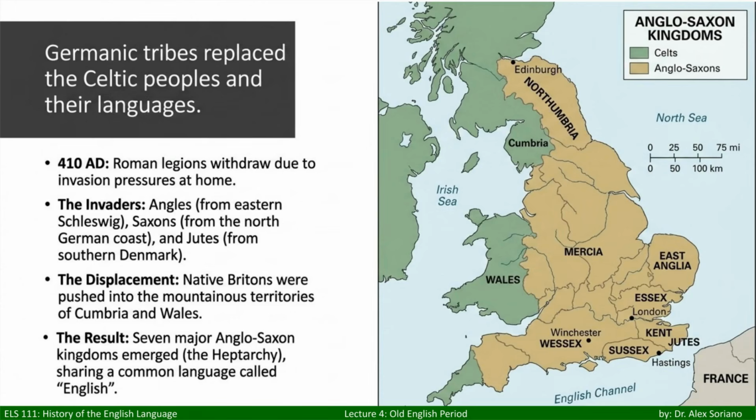The result? Seven major Anglo-Saxon kingdoms emerge, collectively called the Heptarchy. You can see them labeled here: Northumbria, Mercia, East Anglia, Essex, Kent, Sussex, and Wessex. Despite being politically separate kingdoms, often at war with each other, they shared one common language, which they called simply English. Political fragmentation, linguistic unity, that combination matters for everything that follows.